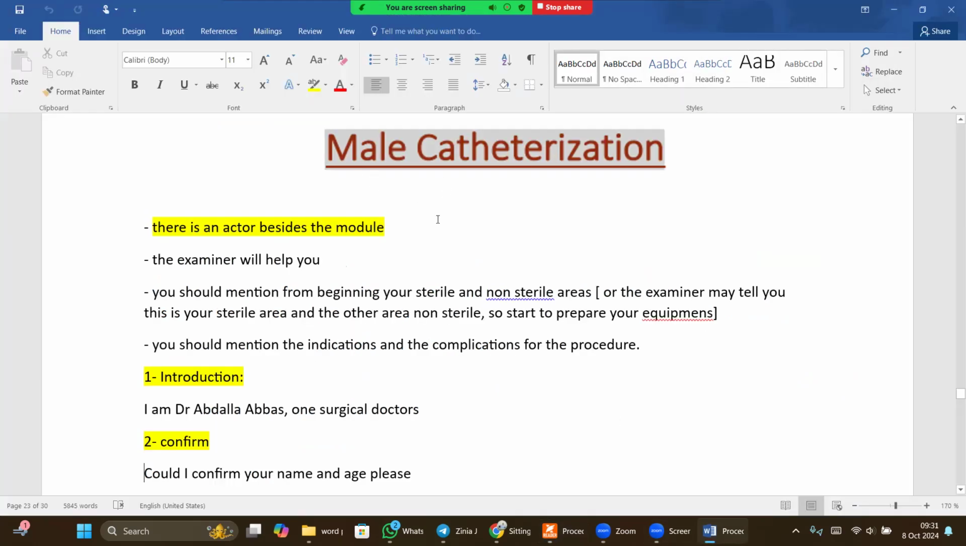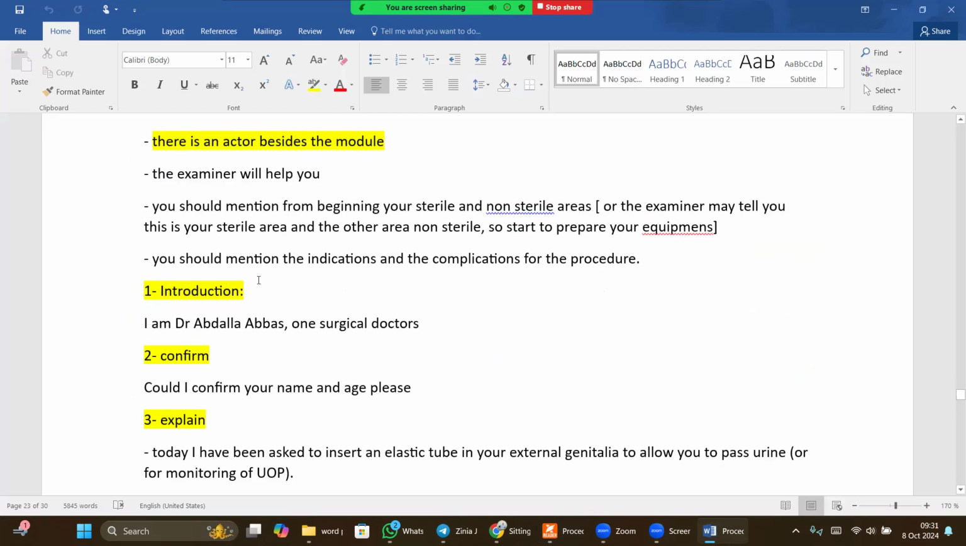This word file, male catheterization. There is an actor beside the module. The examiner will help you. You should mention from the beginning your sterile and non-sterile areas, or the examiner may tell you this is your sterile area and the other area non-sterile. So start to prepare your equipment. You should mention the indication and the complications for the procedure.